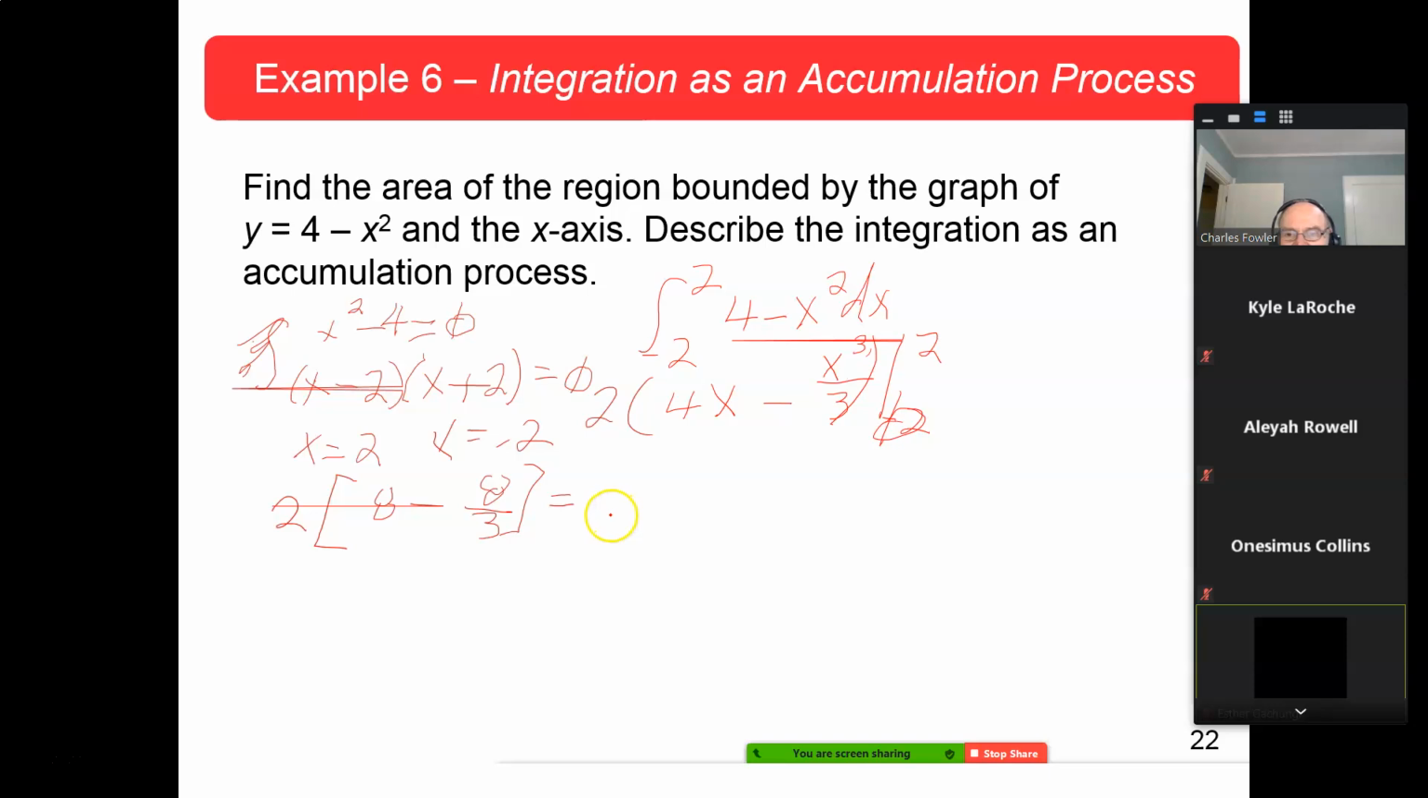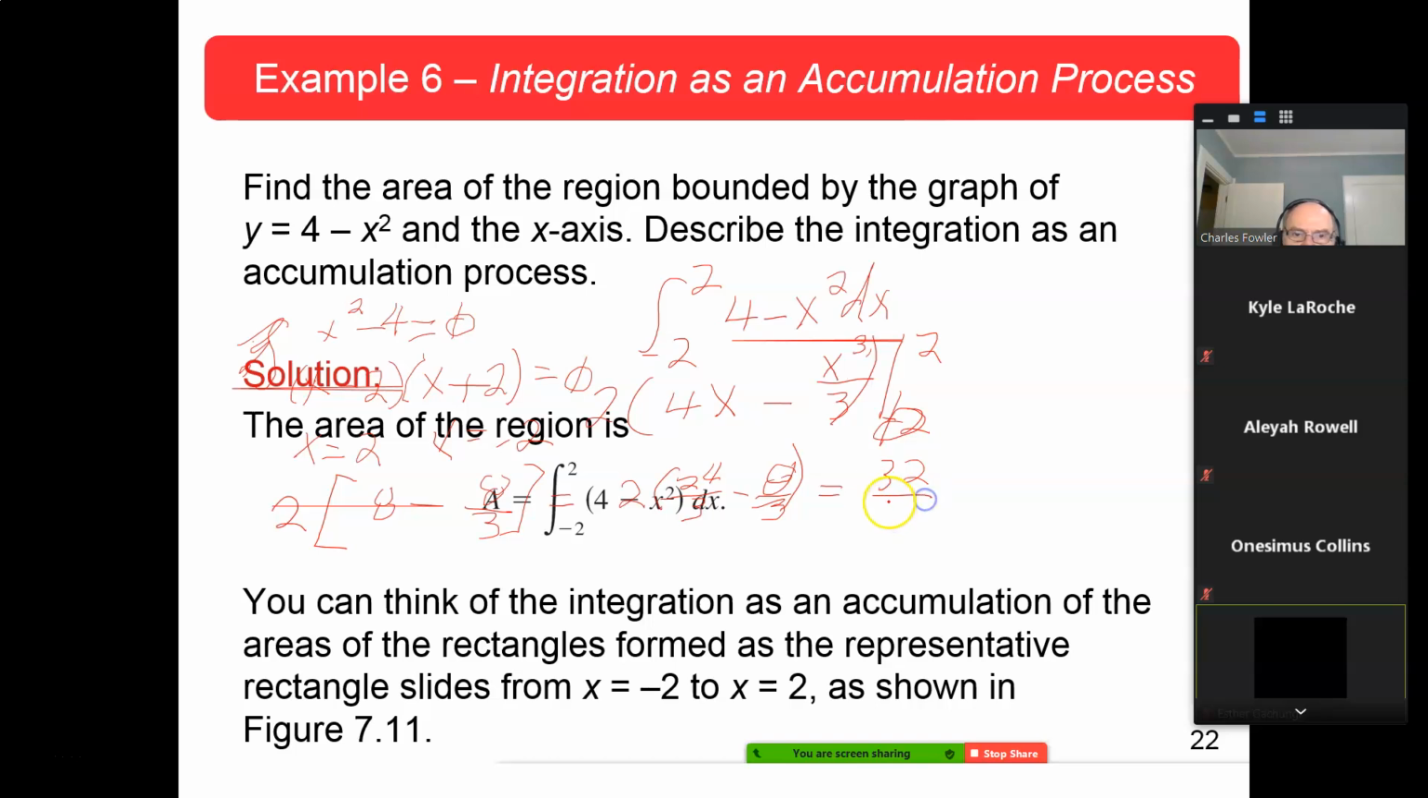8 minus 8/3. Well, let's see, how many thirds is 8? Can anyone tell me? How many thirds is 8? Isn't that 24 thirds? I do math sort of strangely. I do it the least possible work. Okay. Well, 24 thirds minus 8 thirds, I believe, is 16 thirds. Double that, and you got 32 thirds.